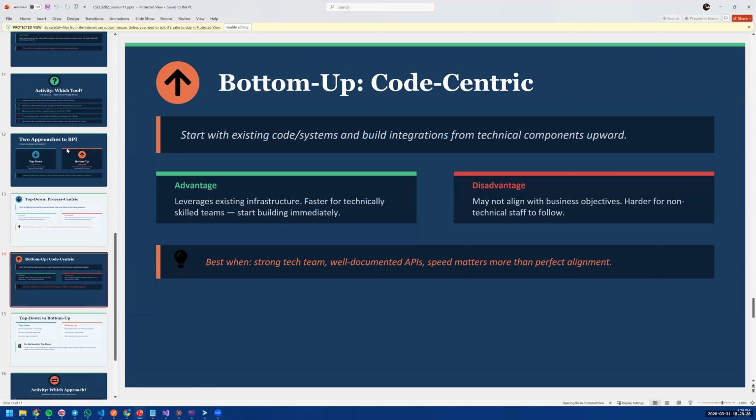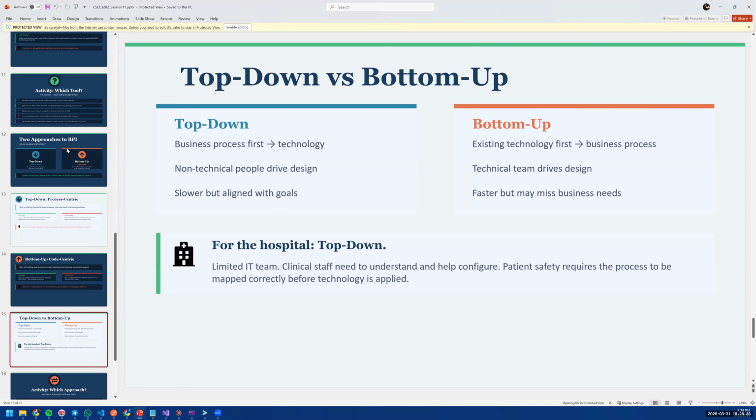Okay. So what we want to look at now is a comparison between the two, the top down versus the bottom up. We're going to look at them side by side. So the top down approach starts with business processes first, and it works toward the technology. Bottom up, like I said, starts with the existing technology and it works toward the business process.